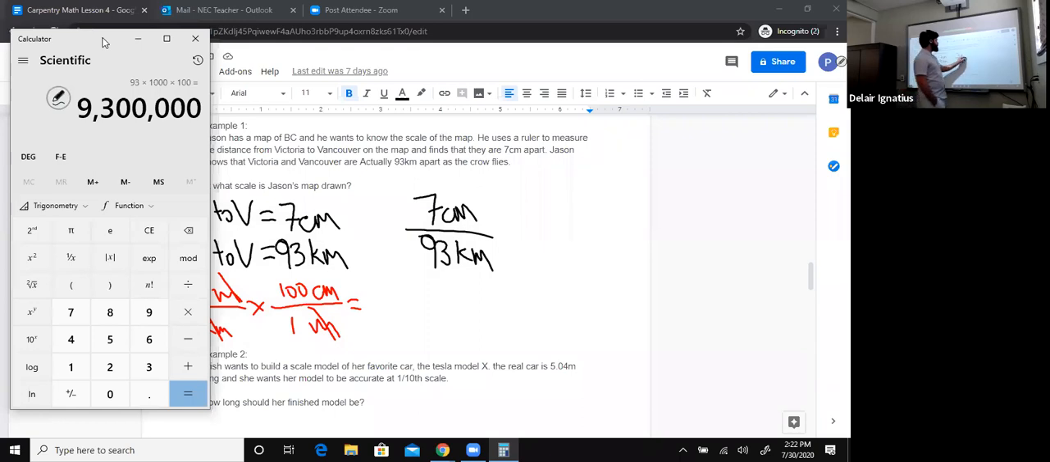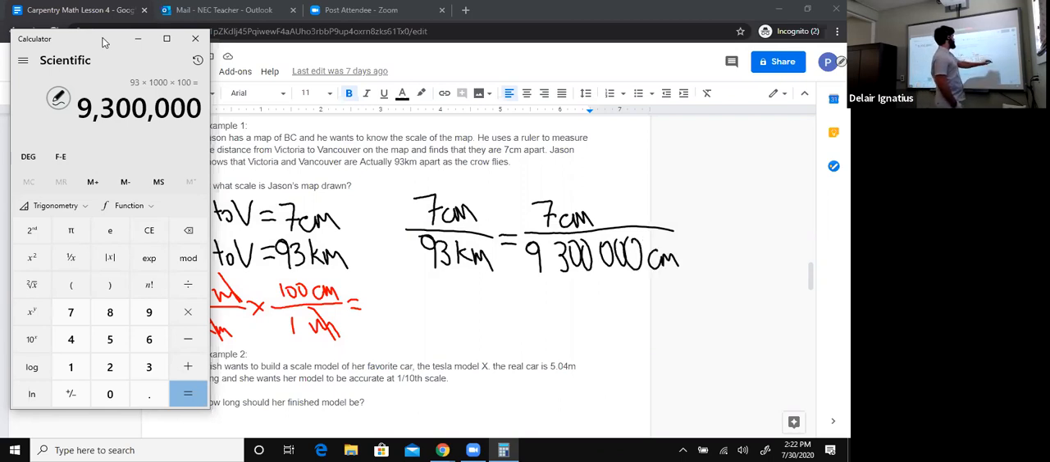Fun fact of the day, this is exactly equal to 7 centimeters divided by 9.3 million centimeters. You'll notice once we get these in the same units that the units can cancel, and then we're just going to be left with a number, and that number represents the scale. So we can type this in.